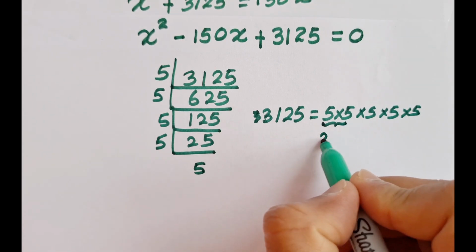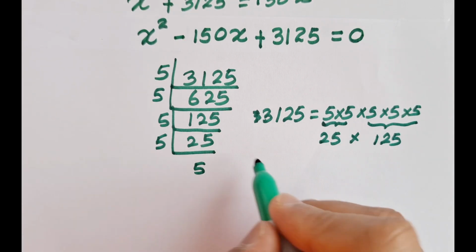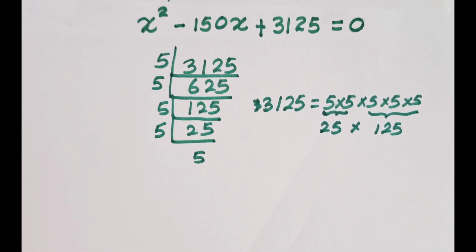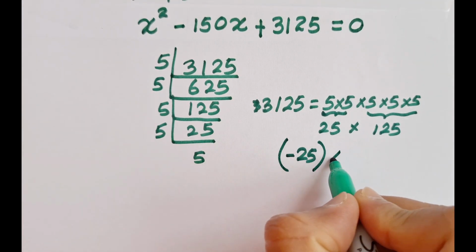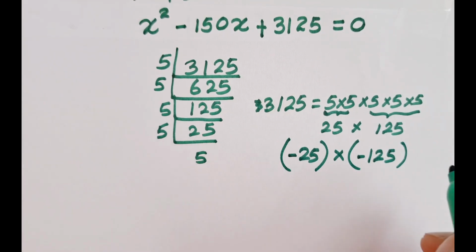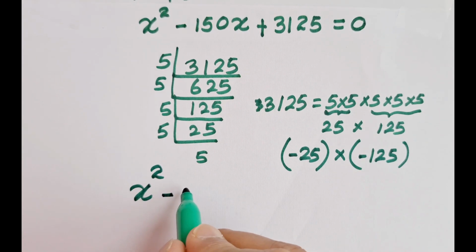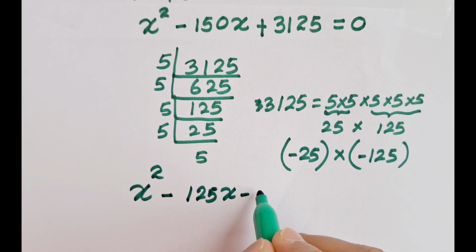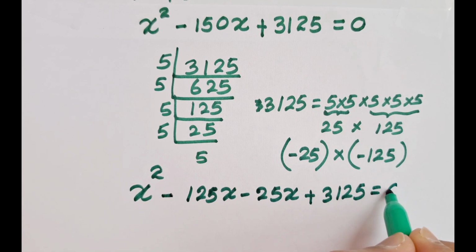So if we look carefully at the factors, we need to find two factors. When we multiply these two factors, it should be equal to 3125, and when we add these two factors, it should be equal to minus 150. So clearly it should be minus 25 and minus 125. Now I am going to rewrite the quadratic equation as follows: x to the power 2 minus 125 times x minus 25 times x plus 3125 is equal to 0.